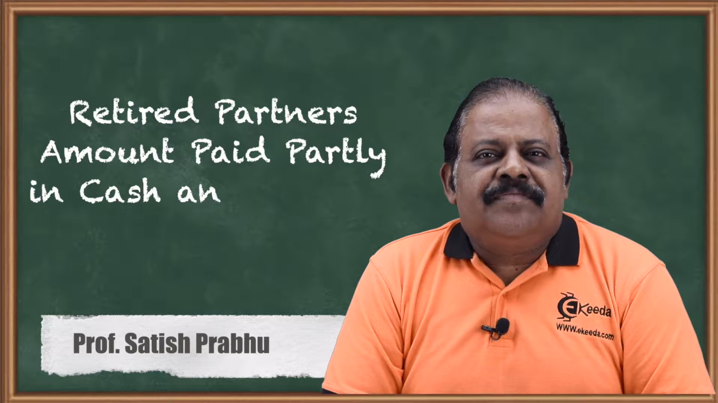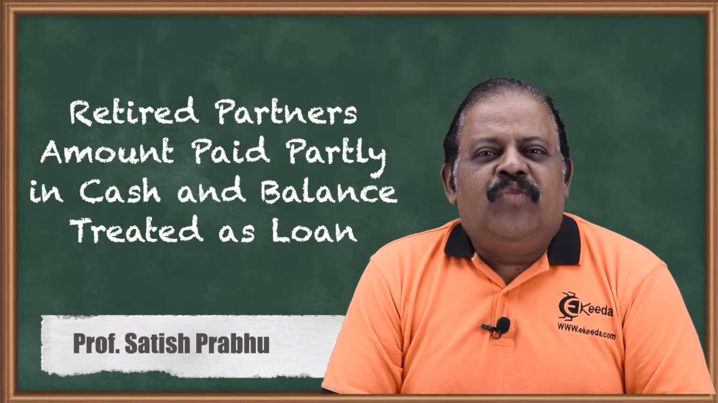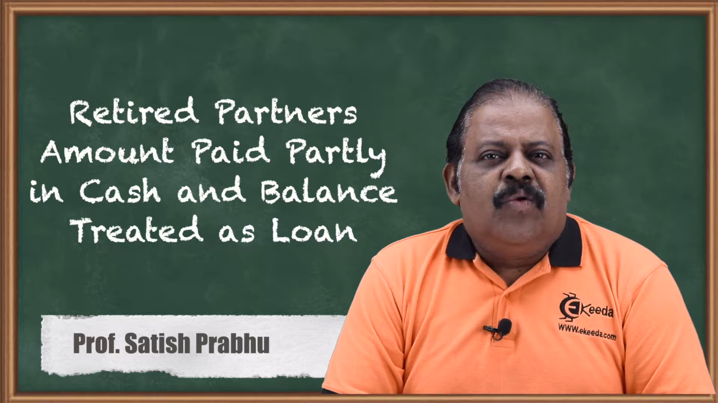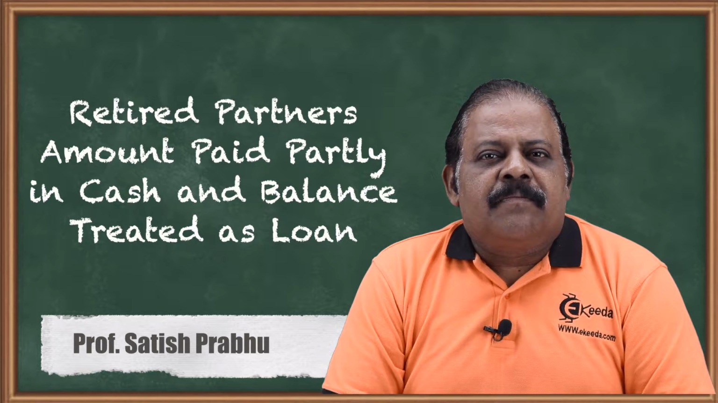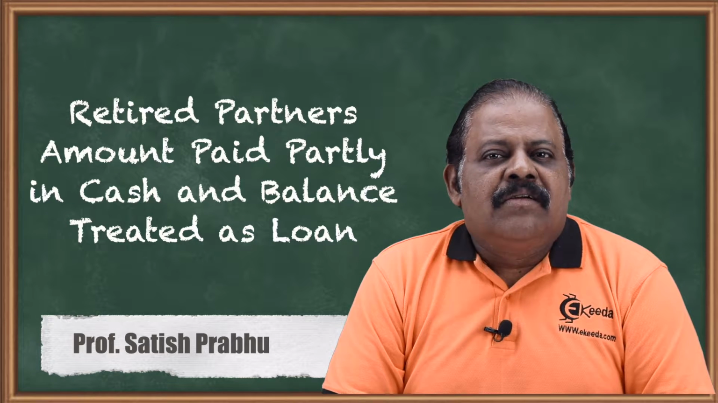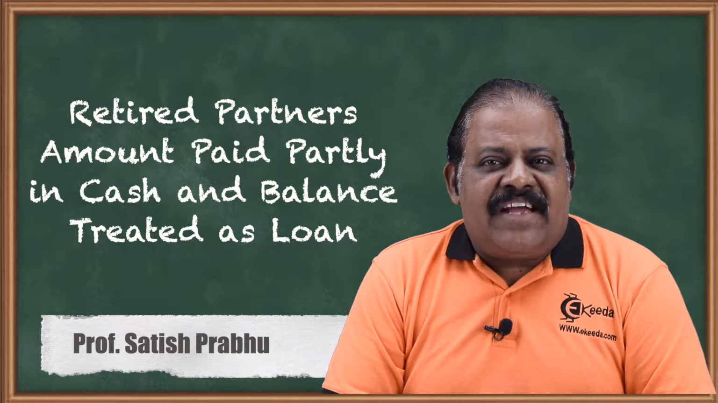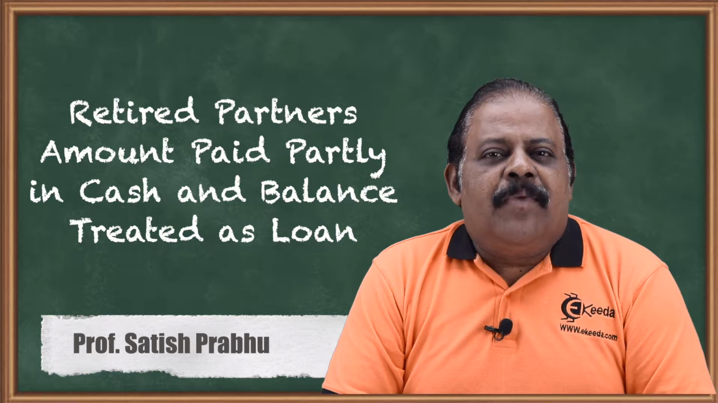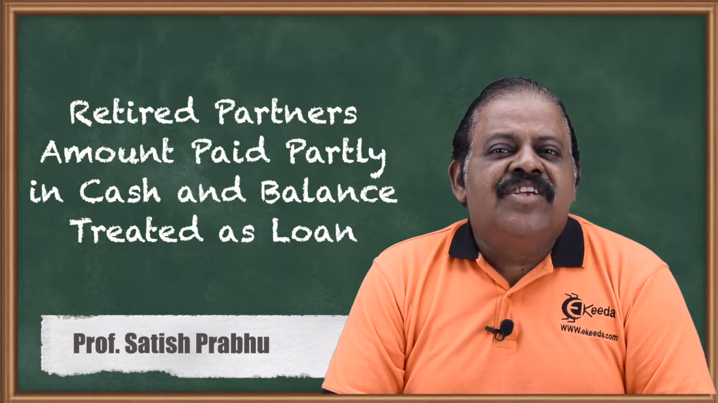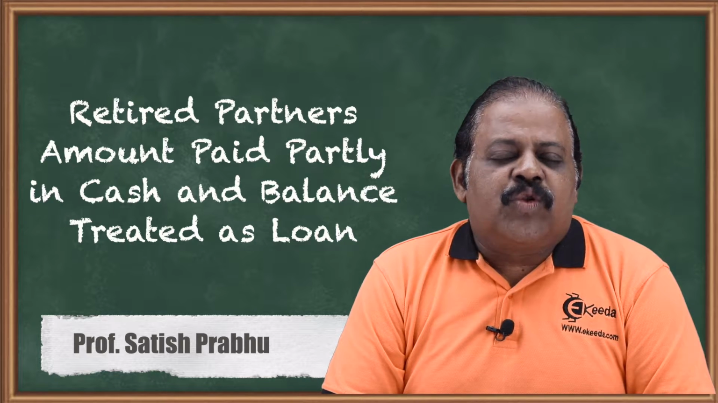Hello friends, while solving problems on retiring partner, we may come across an adjustment where the amount payable to the retiring partner is partly settled in cash and the unpaid amount is transferred to his loan account. How to do that? That will be understood in this question. Let us go through the question.